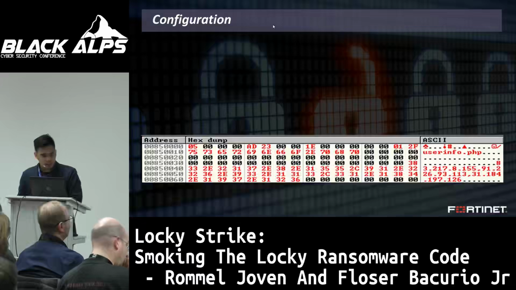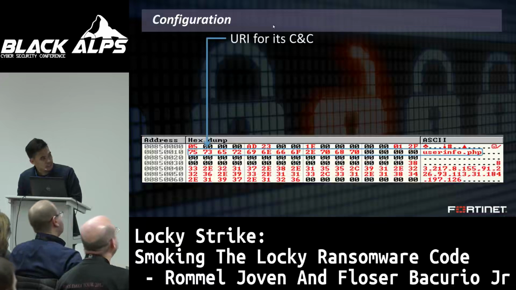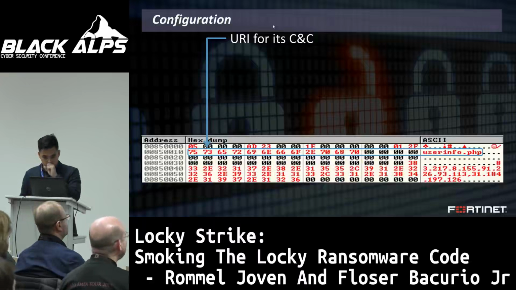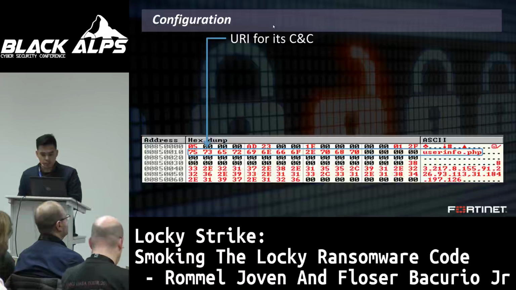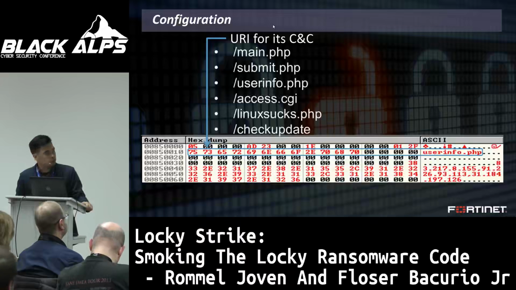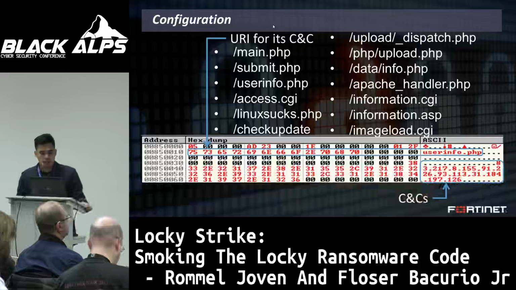So next in the configuration is the URI. As you can see, it's userinfo.php. This one is constantly changing in Locky's development. This URI will be appended to the hard-coded IPs as you can see below. So far, Locky has had 13 total URI changes since its first appearance in February. And last in the configuration are the CNCs. So we have 3 sets of IPs there.